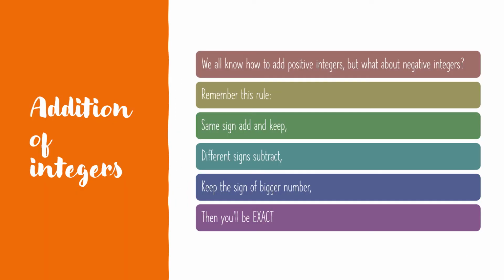Now we're going to learn about addition of integers. We all know how to add positive integers, like 5 plus 3 equals 8. But what about negative integers? Remember this rule. Same sign add and keep, different sign subtract. Keep the sign of bigger number, then you'll be exact. If you want to keep it simpler, go with the tune. This will be more easier for you to add.